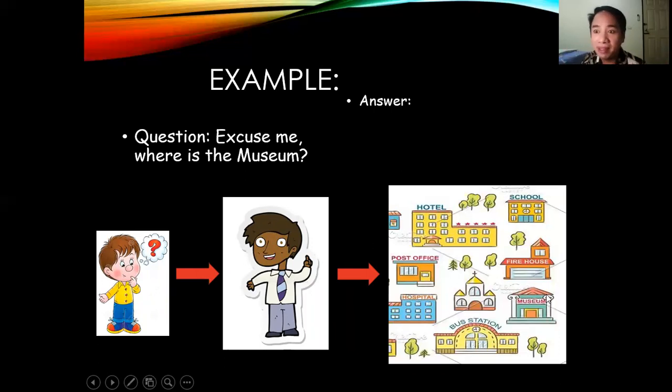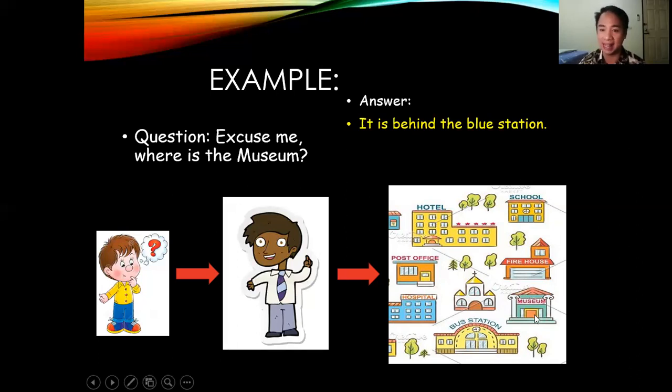So you can find a lot of buildings here. You can find the bus station here, the church, hospital, post office, hotel, school, and firehouse. And this is the museum. So how are you going to give direction? For example, you are here at the post office. So you have to say in this manner, it is behind the bus station, or the museum is located behind the bus station, meaning it is located at the back of the bus station.